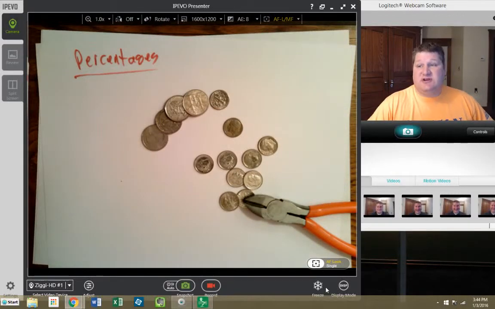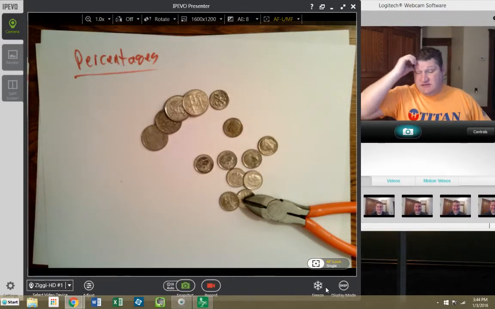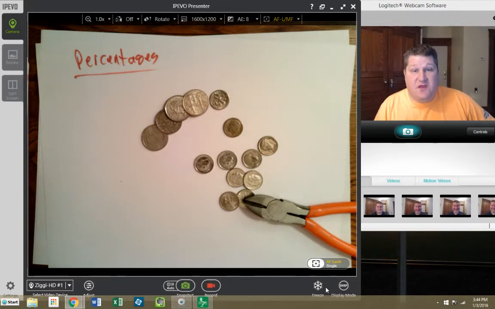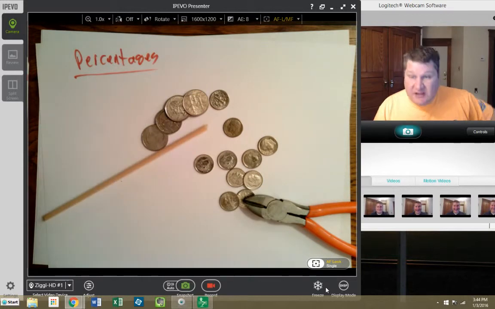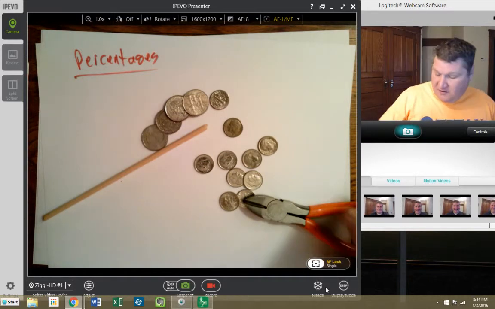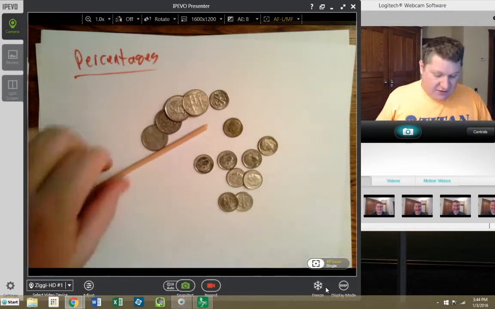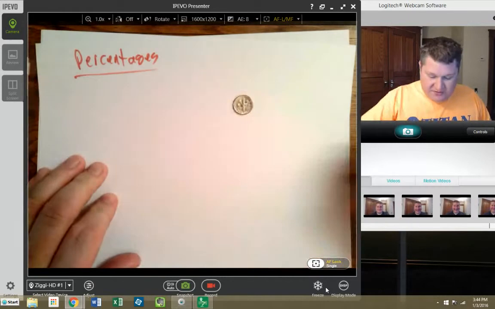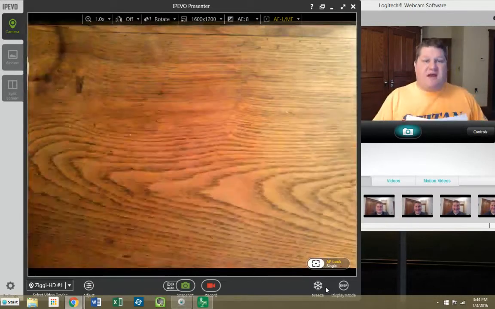Okay, ladies and gentlemen, let's go ahead and start taking a look at some new stuff. Let's take a look at percentages. Now, you'll notice I've got an interesting array of information here. I've got a stick, some money, and a pair of clippers. So with that, let's go ahead and get started. The first thing we're going to do is talk about percentage graphs.